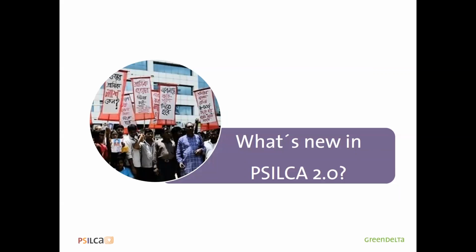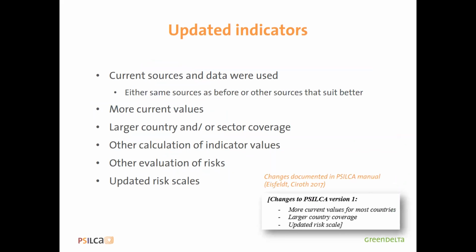Okay, so that's basically what PSILCA is about and what already existed in the first version. And now I want to come to the innovations and the new things that we have inserted. So first of all, we have updated almost all indicators regarding the sources on the one hand. So we have used more current sources, meaning we might have used the same databases like the ILO standards, for example, but of course newer studies and the data itself. And in some cases, we have also considered other sources because we found other sources that we considered better, or they just came out during the last 3 years.